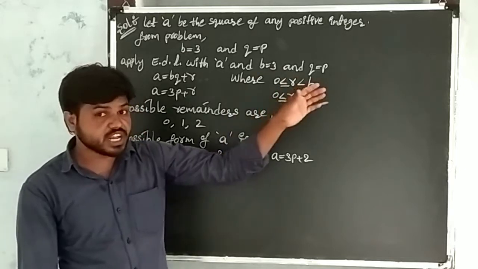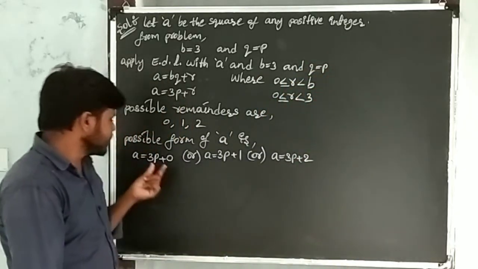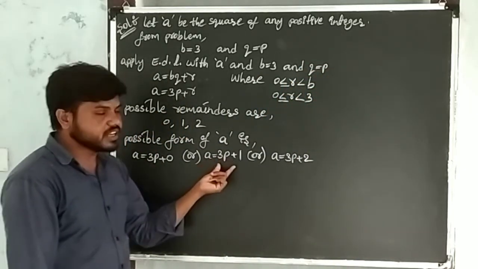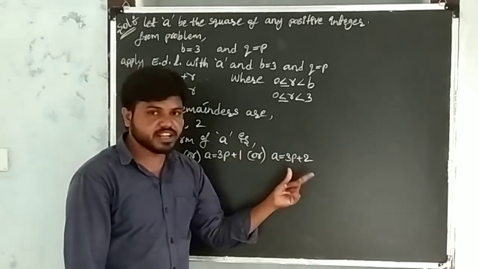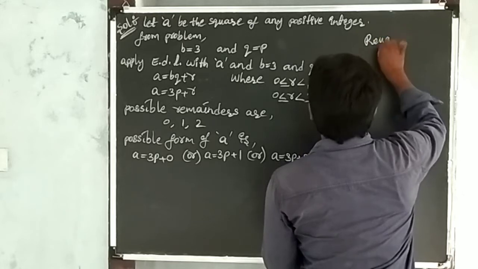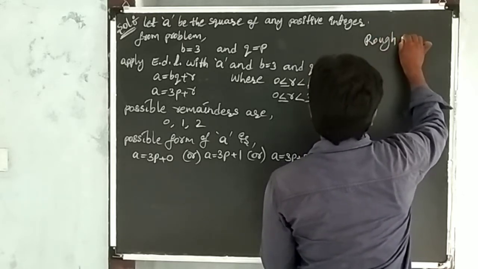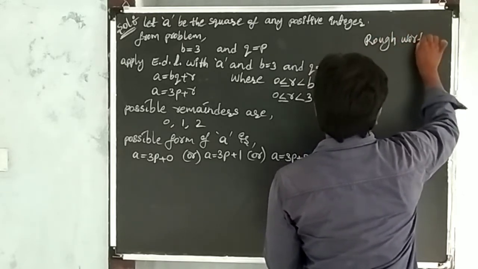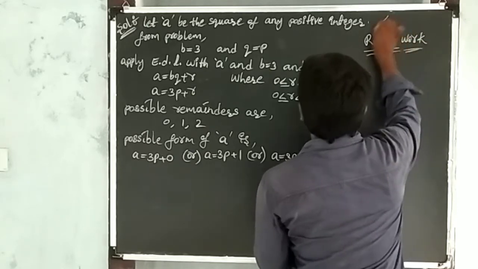I am checking, in rough form, whether the square of any positive integer is of the form 3p, or 3p plus 1, or 3p plus 2.